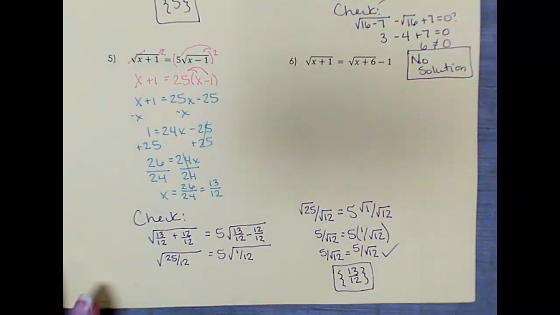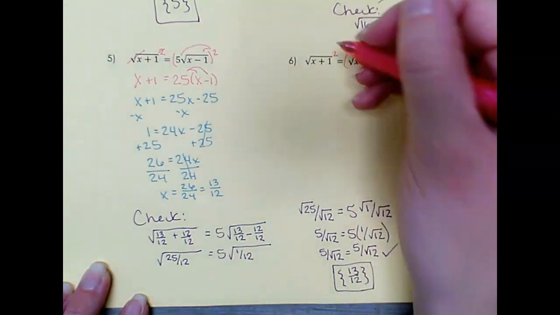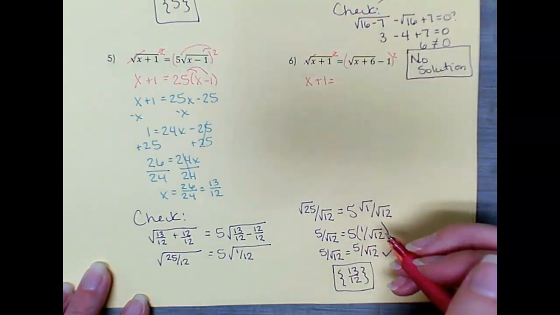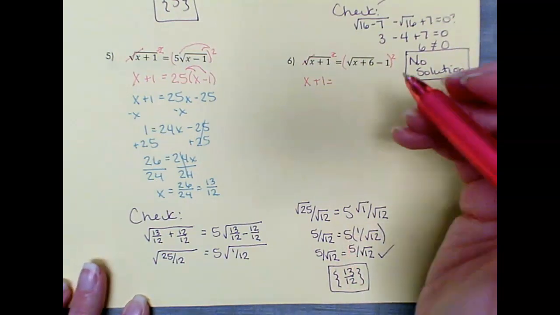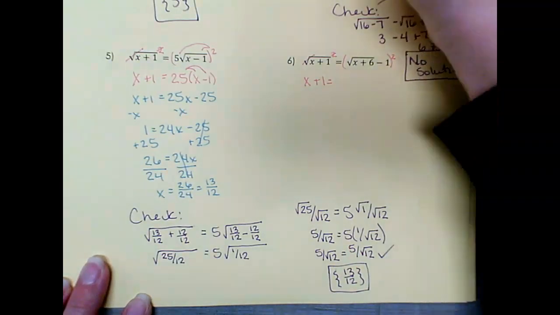Okay. So let's look at number 6. Number 6, again, there's no way to isolate the radical. So there's two radicals. They are on opposite sides of each other. That's exactly what I want. So I'm going to go ahead and square both sides. Square this. Square this. Square root goes away. X plus 1 equals. Well, this is awkward. So let's do this out to the side. Maybe up here.